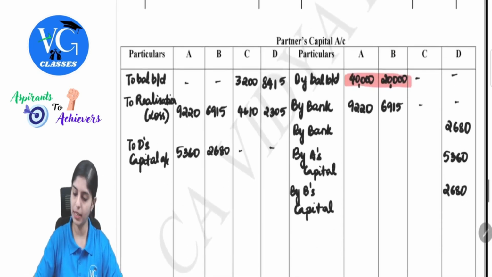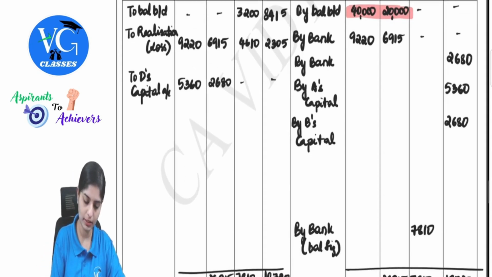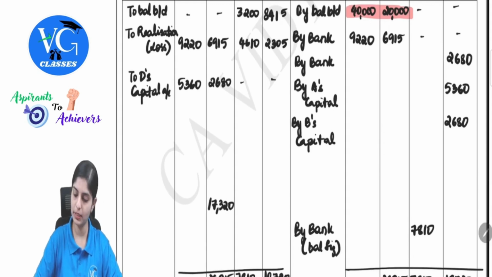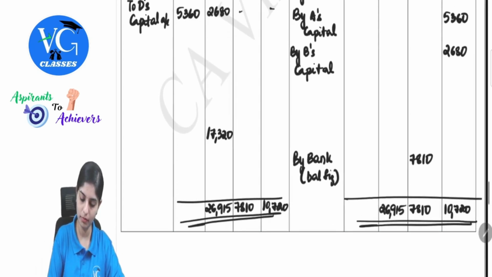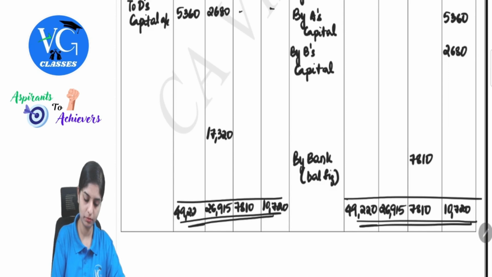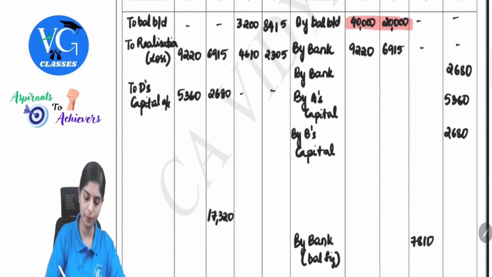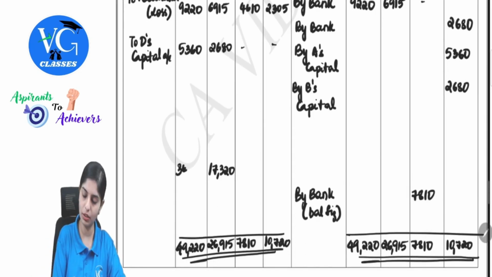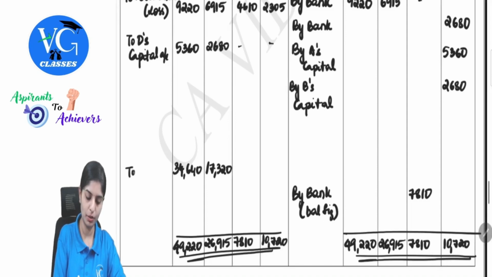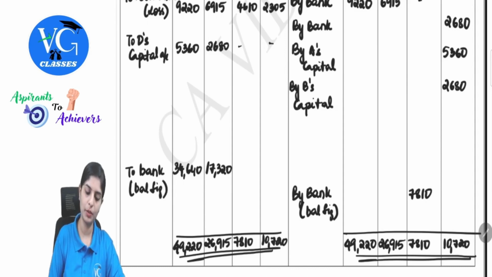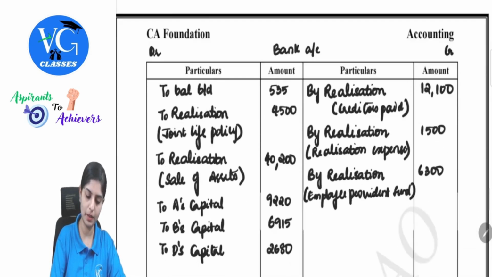26,915 minus 6915 minus 2680. This is 17,320. A, 40,000 plus 9,220 is 49,220, minus 9,220 minus 5,360. This will be 34,640, to bank, balancing figure. So A's capital, B's capital.